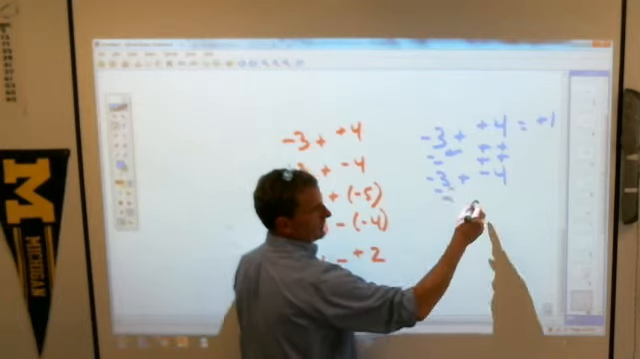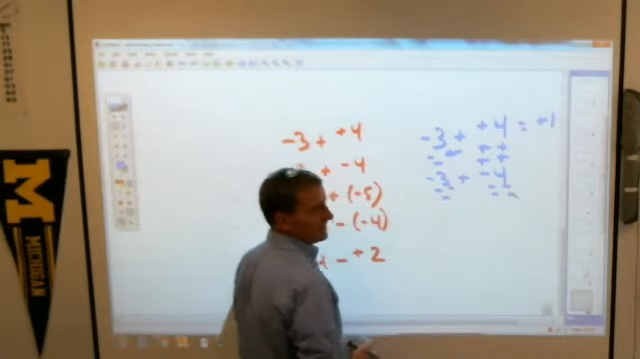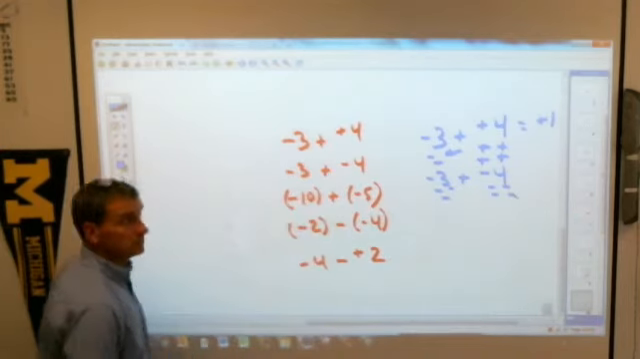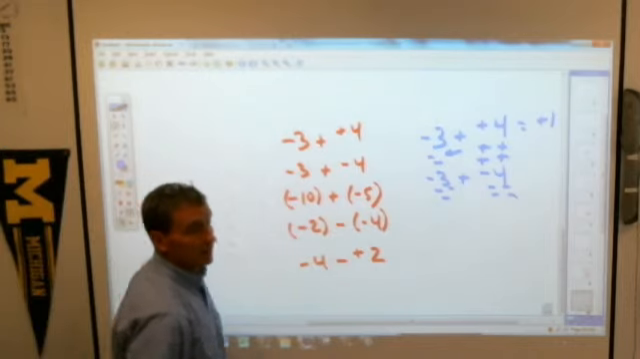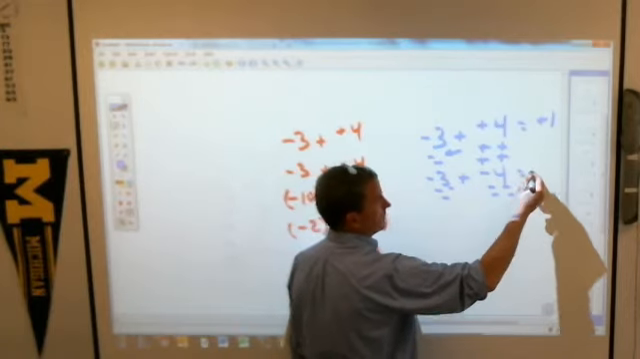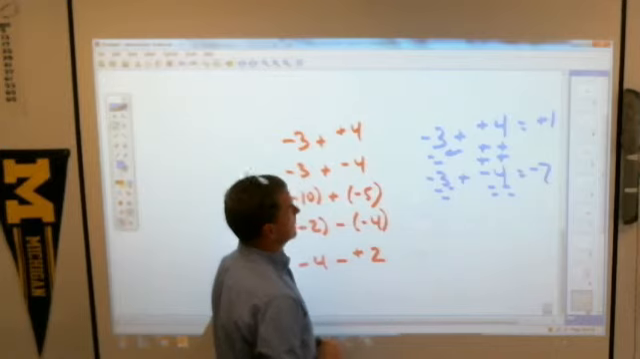This next one, negative 3 plus a negative 4. It's like you have 3 negatives and then you have 4 more negatives. If you put those together, you have 7 negatives. Negative 7, right?